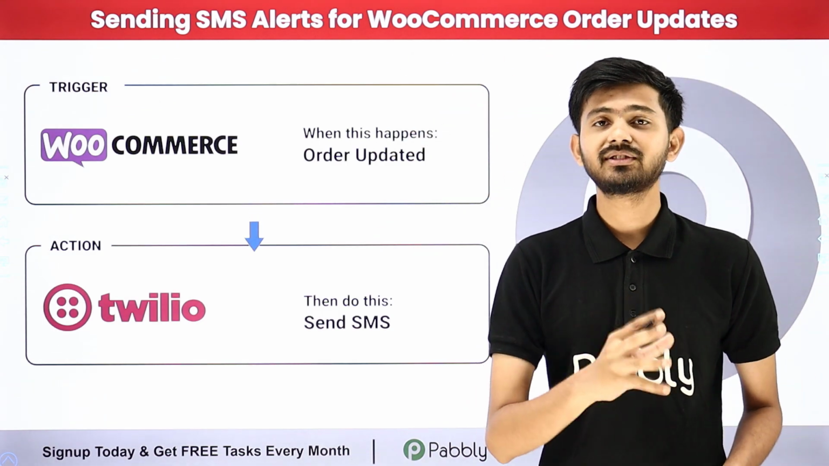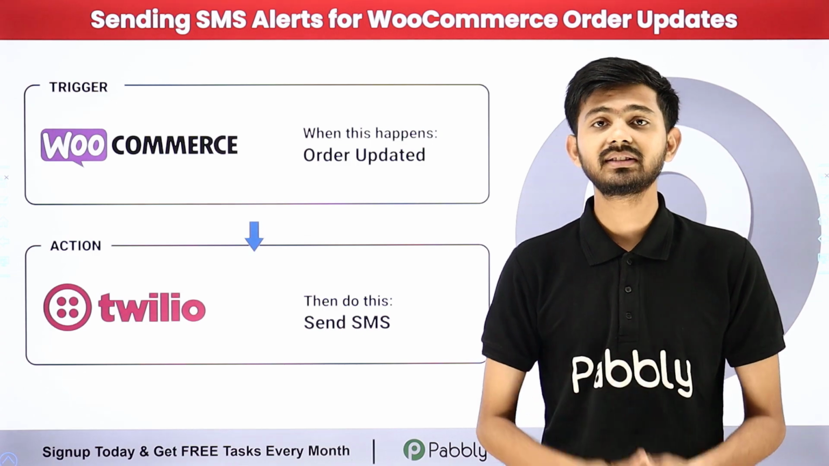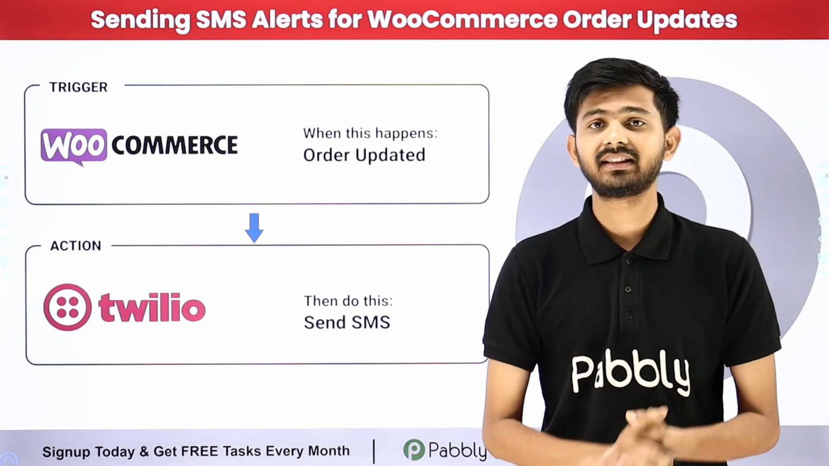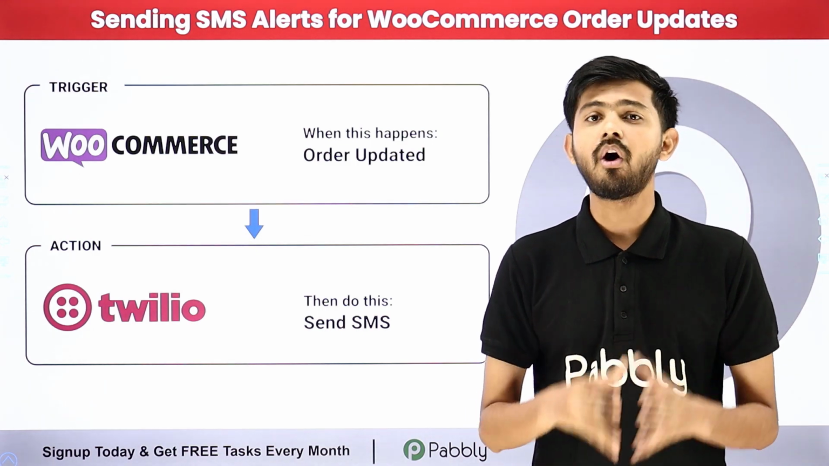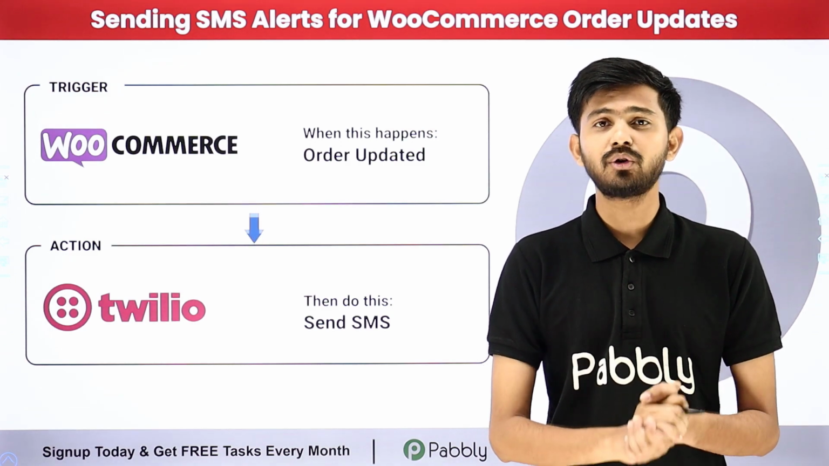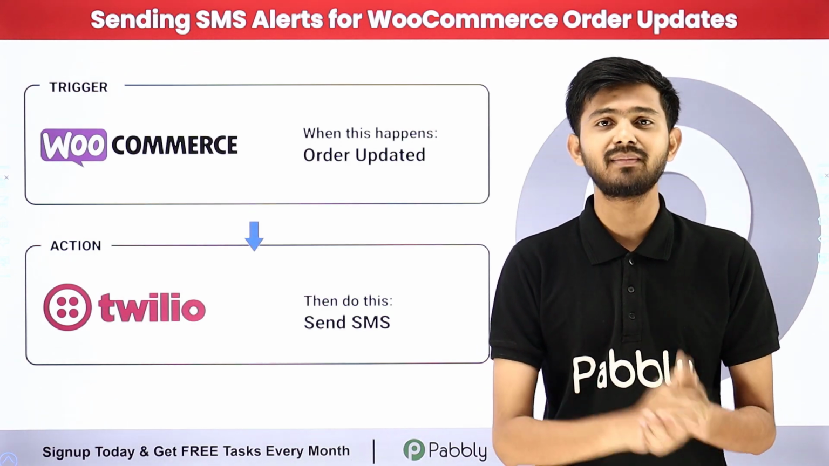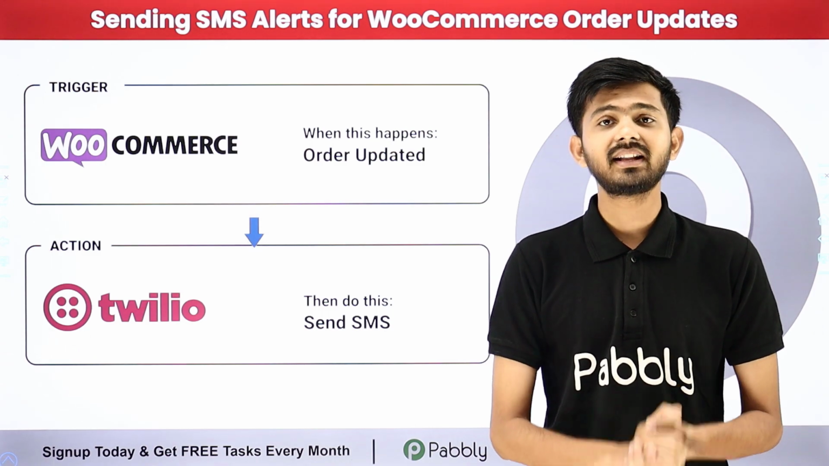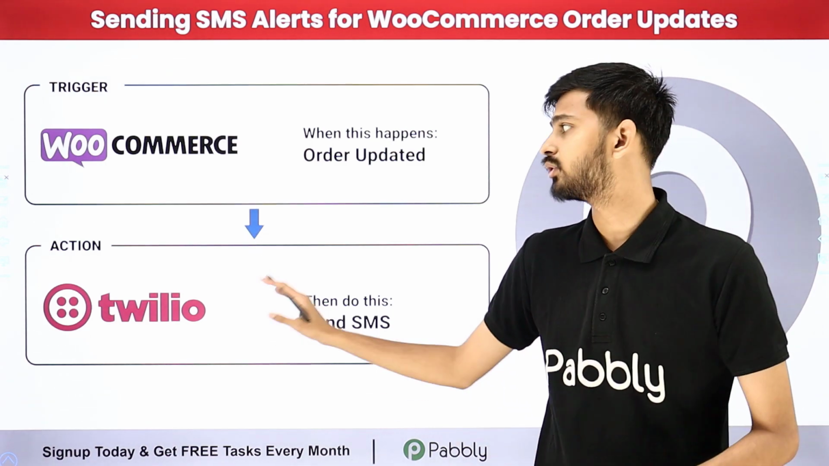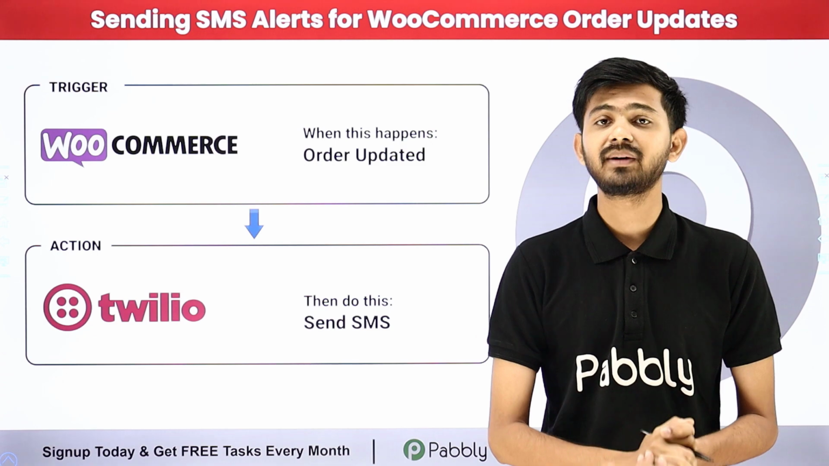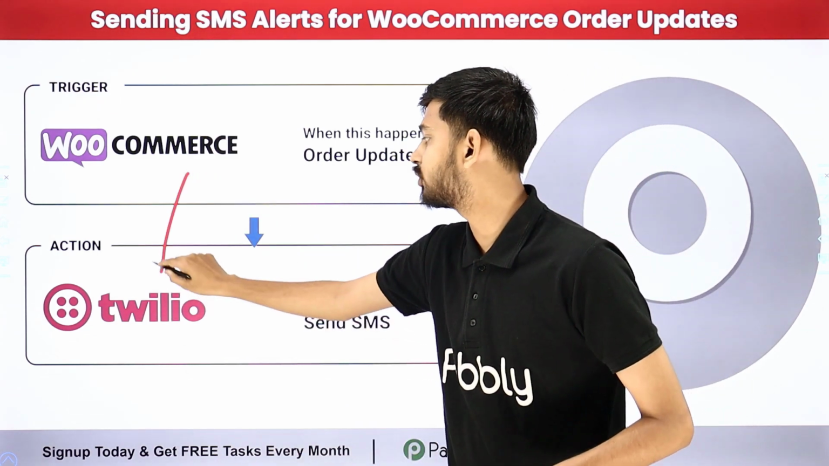So here I'm running an online store on WooCommerce, and what I want is that as my orders get updated, like when they are completed, refunded or cancelled, I automatically update my customer by sending an SMS notification. For sending the SMS notification, I'm going to use Twilio, and for my objective, I have to build a connection between WooCommerce and Twilio.